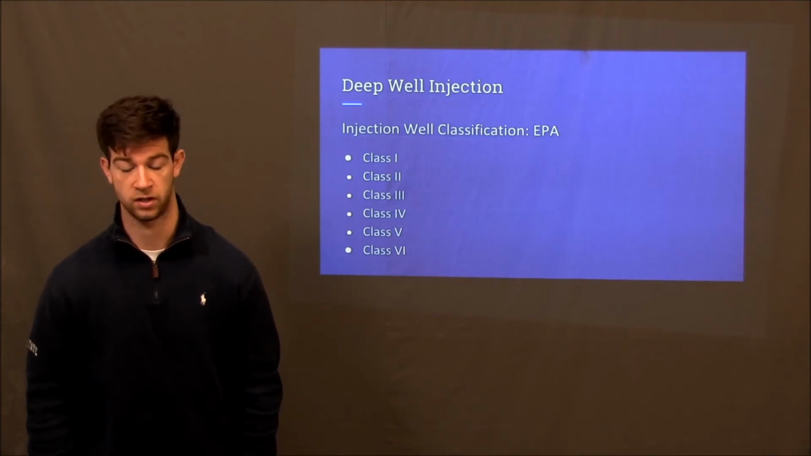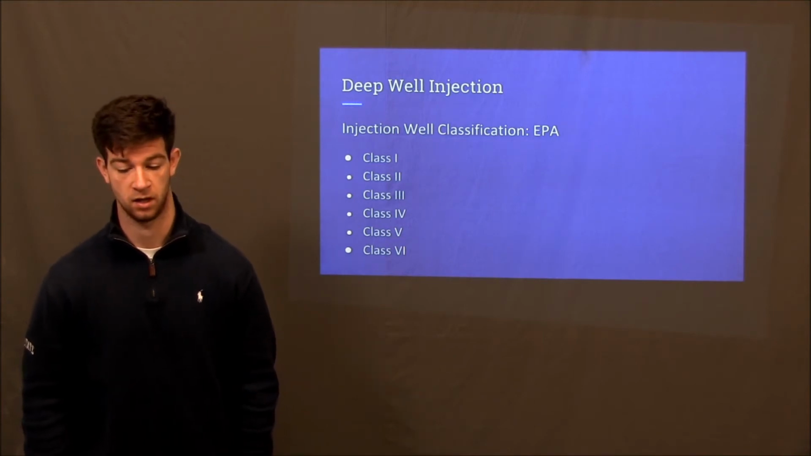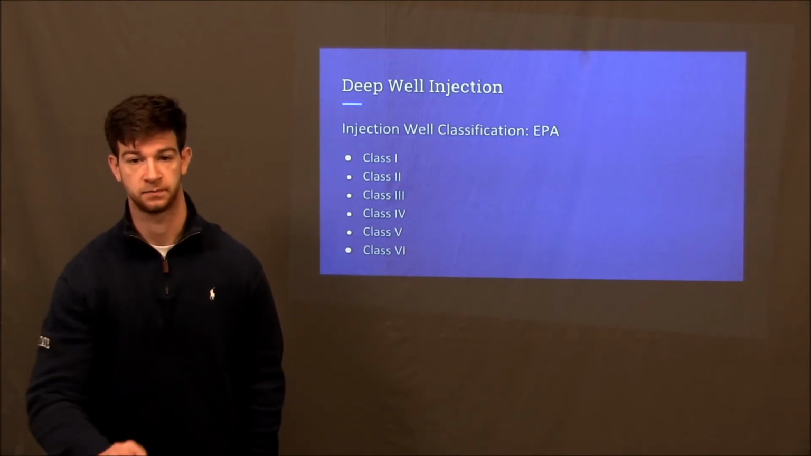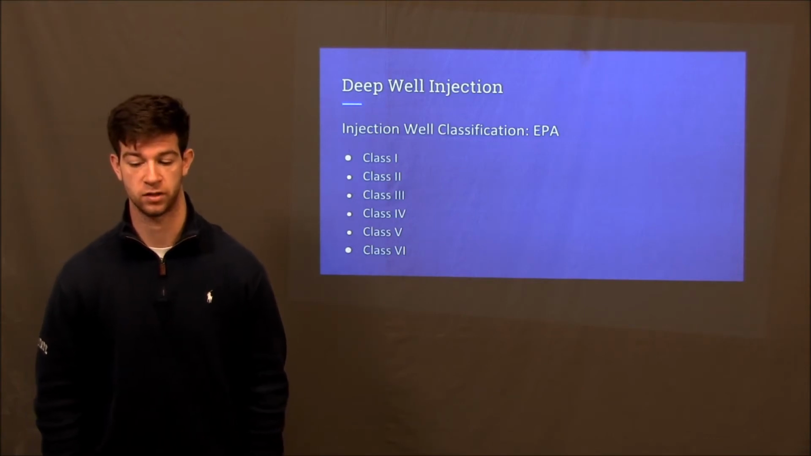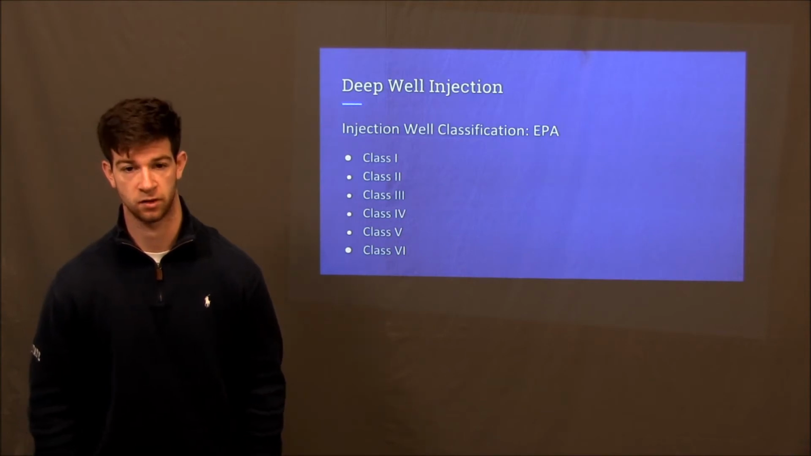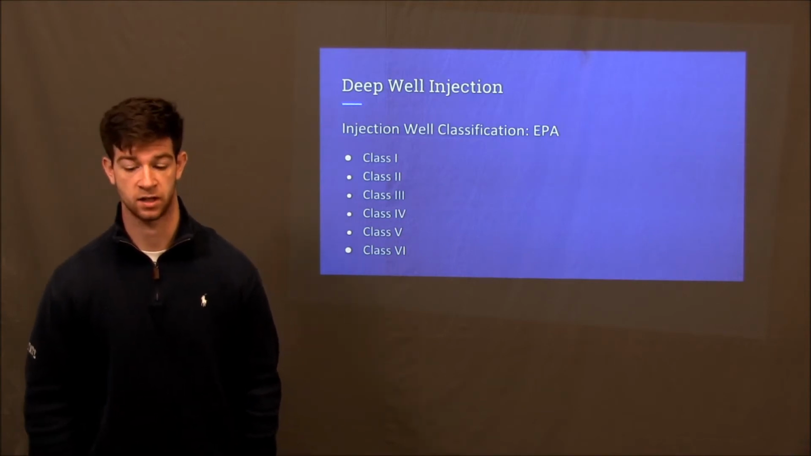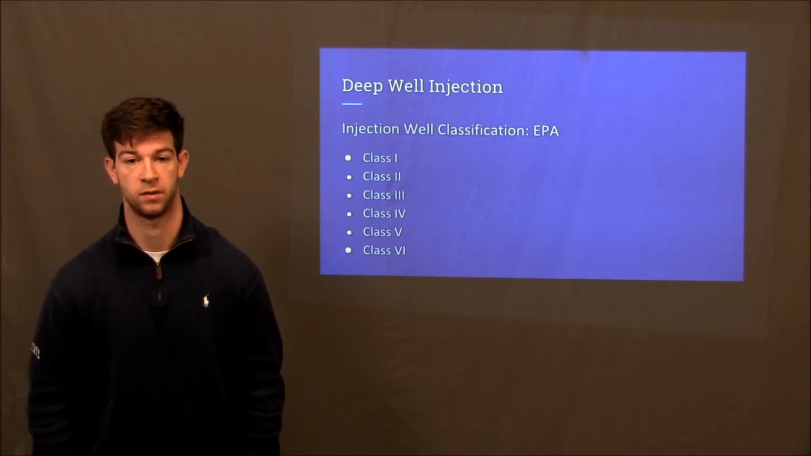Class 4 is hazardous or radioactive waste into or above the USDWs, and there's about 33 sites. Class 5 is all injection wells not included in Classes 1 to 4. These are non-hazardous fluids into or above the USDWs, and these range from about 400,000 to 650,000 wells across the United States. And Class 6, last but not least, is geologic sequestration of CO2, 6 to 10 commercial wells expected to come online by 2016.